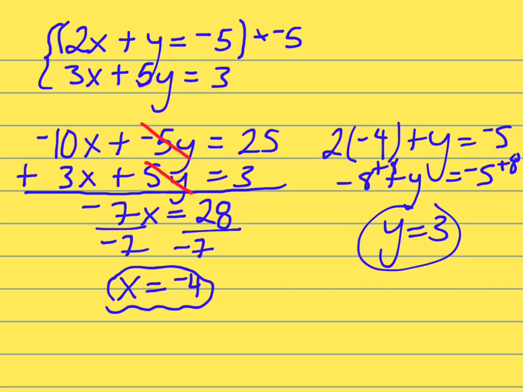So yeah, guys, I hope this is a great example. It's not too bad, it's not too hard. Make sure you write your solution: negative 4 and 3. All right, let's try one more example. This time we'll have to multiply both equations by a number.